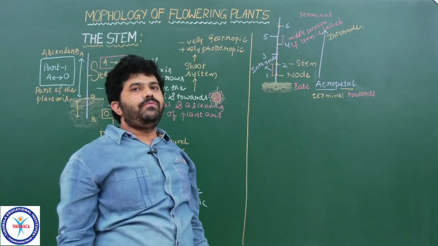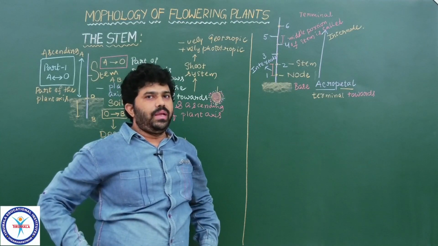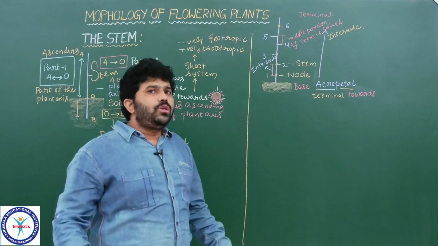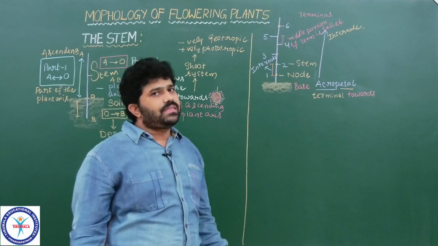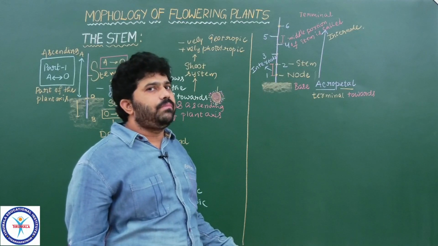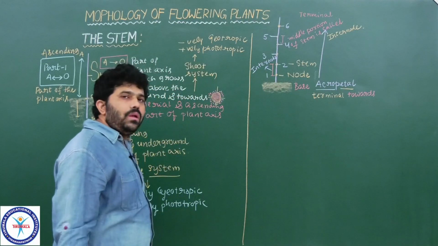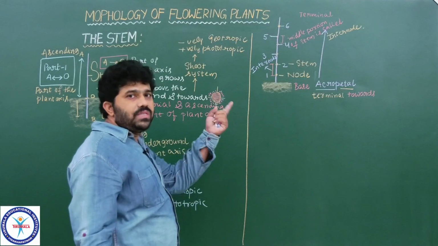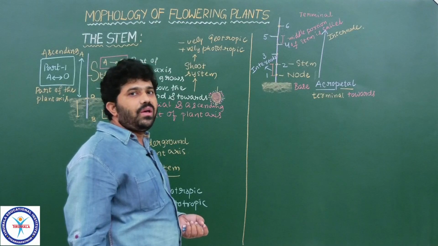Node is a region from where we expect young organs to grow, like leaves and some branches. According to the plant's genotype, they produce branches, leaves or flowers. Whatever new organs are borne on the stem from a point of the stem, it is called node. Now you got the point, students? This pictorial form is very important to understand what we are learning about stem.